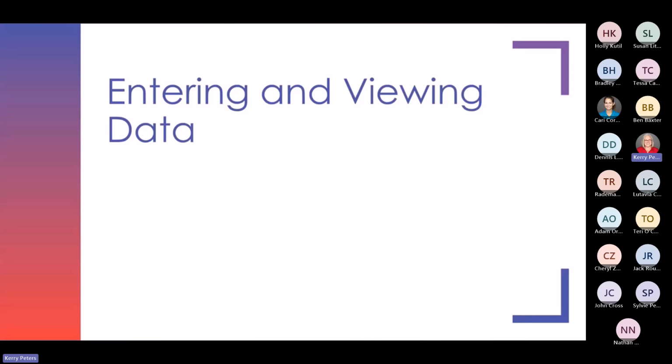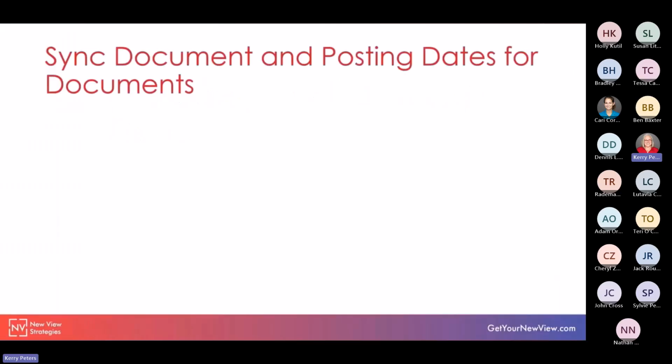When our users are entering data, we want to make sure that they have everything available to them that they need, but also that the system is locked down enough to prevent any intentional or unintentional errors. The first newer feature that we will talk about is the ability to sync or unsync document and posting dates for documents. So let's take a look at what this looks like in Business Central.